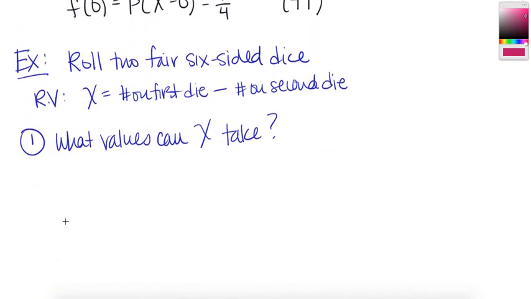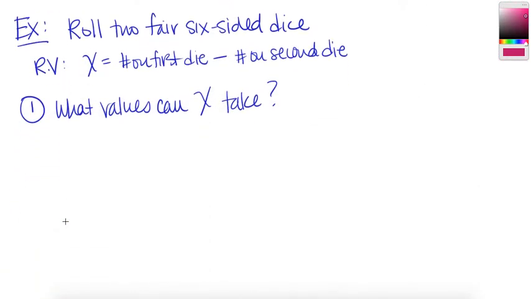Okay, so let's think about this example here. We roll 2 fair 6-sided dice. That's an example that we're very familiar with. And here our random variable x is something that we haven't really talked about. It's the number on the first die minus the number on the second die. So let's think about what values x can take.